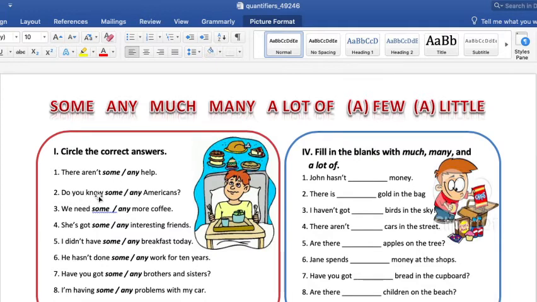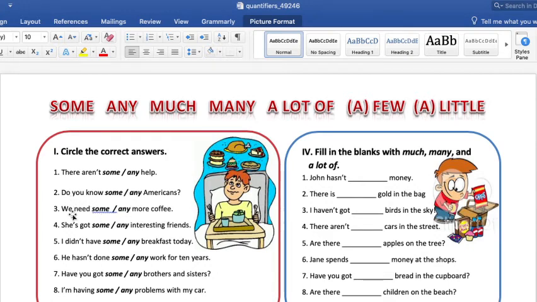Do you know some or any Americans? Here is a question. In questions, we must use any, because any is used with negative sentences and with questions. We need some more coffee, or we need any more coffee.